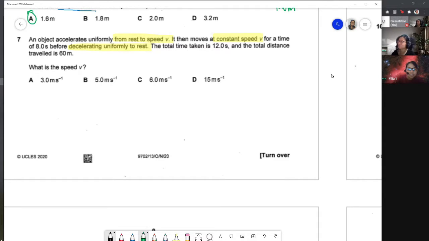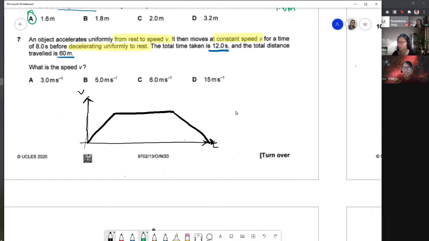Okay, draw graph time. T, V. We're going to draw a VT graph because the information given is predominantly V and T. So the object will start from rest, so it starts from the origin. It accelerates to the constant speed V, and then it maintains that constant speed, and then decelerates to rest.